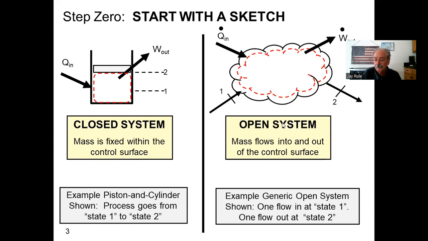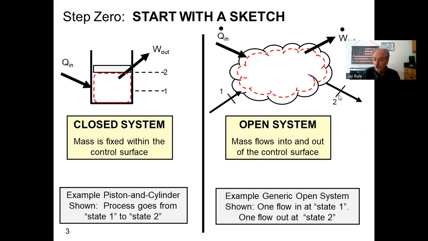Now let's jump over to an open system. Open systems can look like all kinds of different things. They can look like pumps, turbines, compressors, nozzles, heat exchangers, all kinds of different looking things. So I've had to draw a cloud. And within that cloud, I've drawn a control surface with that dashed line. Here's the way you can tell that's an open system. Mass is flowing into and out of the control surface. So for this example, I've got one mass flowing in at state one, kind of like a pipe going in, and I've got one mass flow coming out at state two.